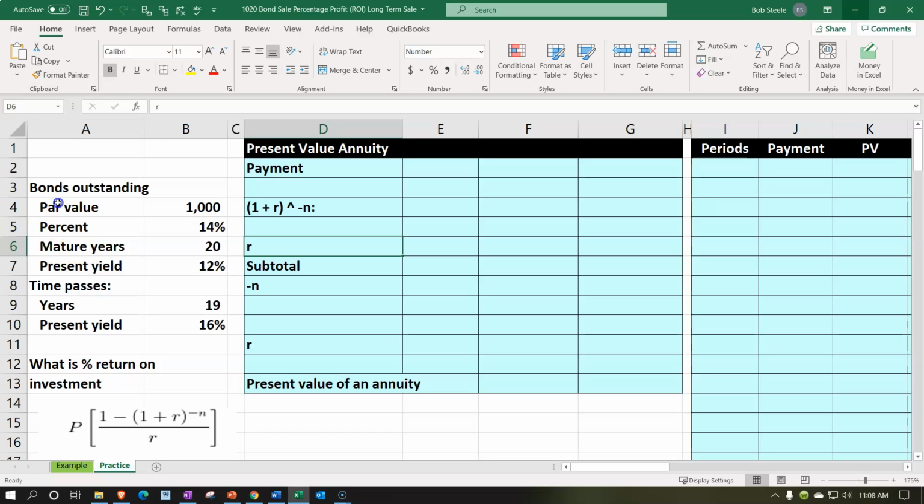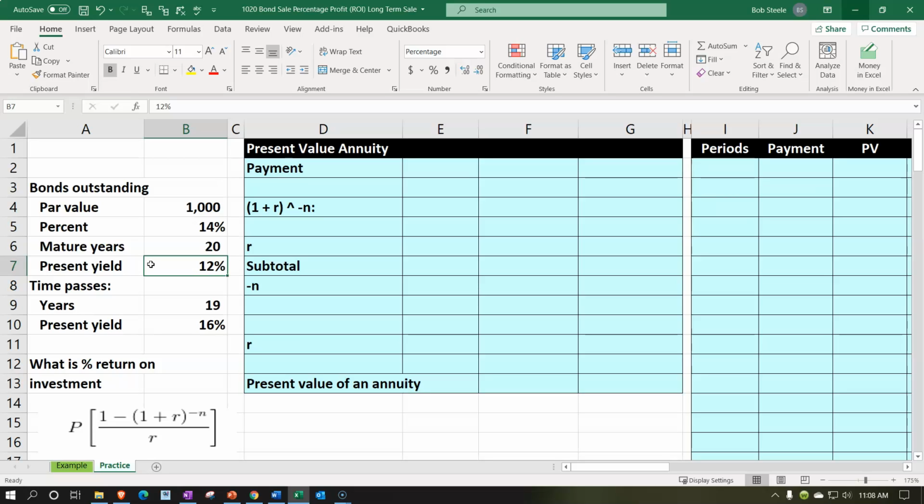The information is bonds outstanding. We have the 1,000, the percent we're imagining on the bond that we would get from the bond itself, 14%, and it matures in 20 years. This is the information that we could imagine being basically on the bond. And then the present yield, in other words, the market rate, the thing that would not be on the bond, is 12% at the starting point.